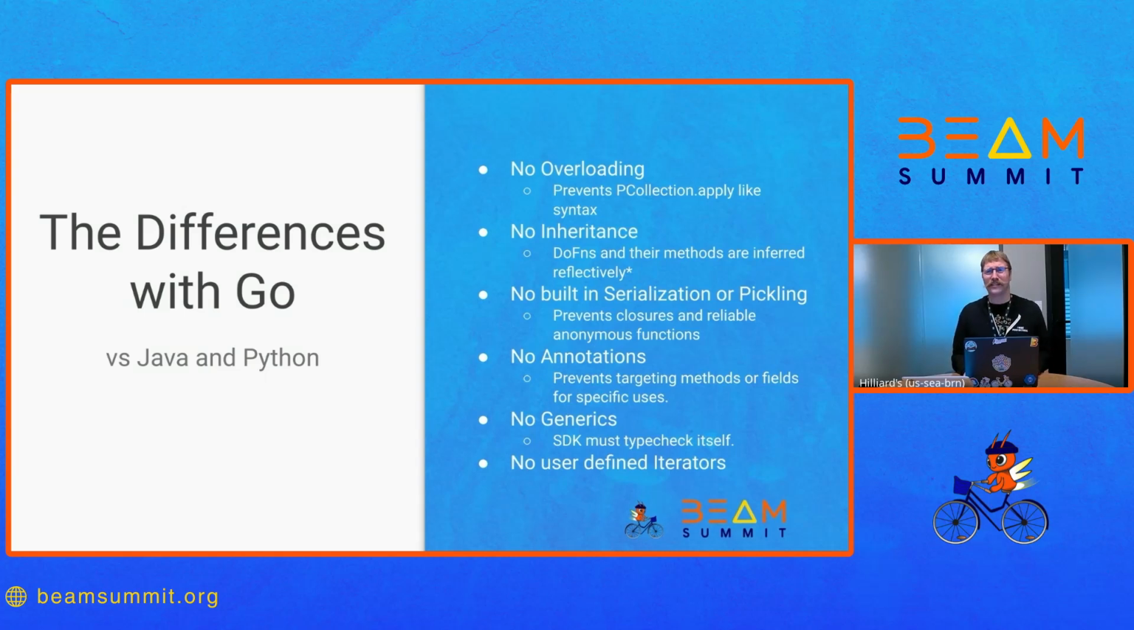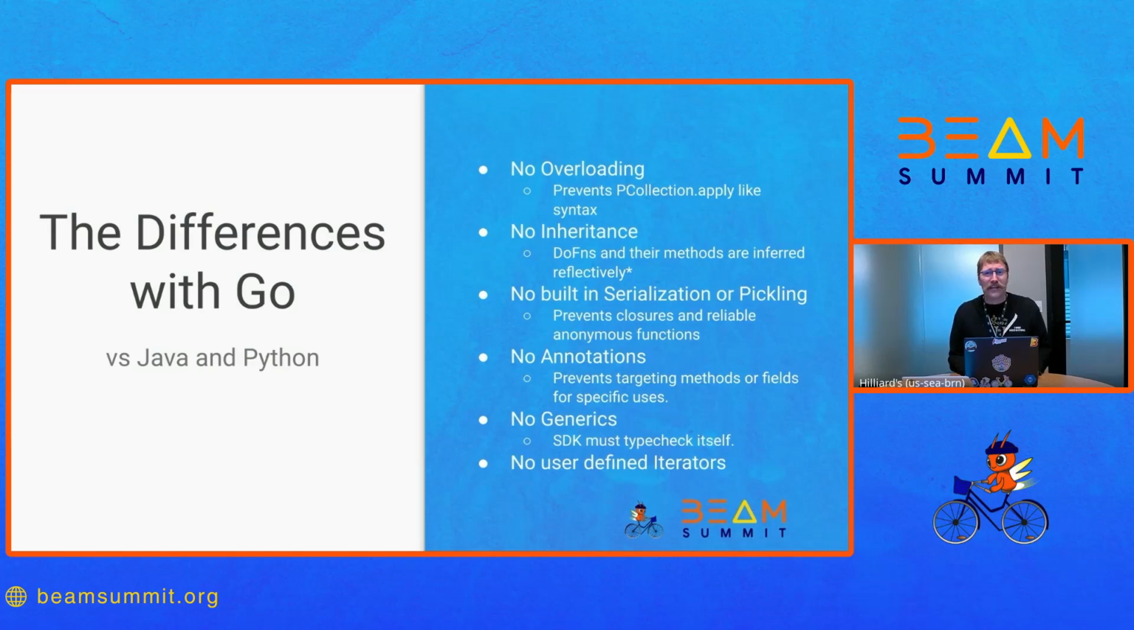Go doesn't have any built-in serialization or pickling of native types. So this prevents closures or reliable functions that are written anonymously. You need to name and register everything so we are for sure able to access it on distributed workers in the framework. We don't have annotations, which add a convenient quasi-lightweight mechanism of specifying, I would like to bind this method to this callback or to this static data or these fields to this kind of metadata as part of the element. So nothing like that. The current Go SDK needs to do things very positionally as a result.